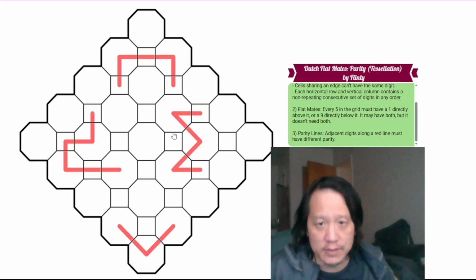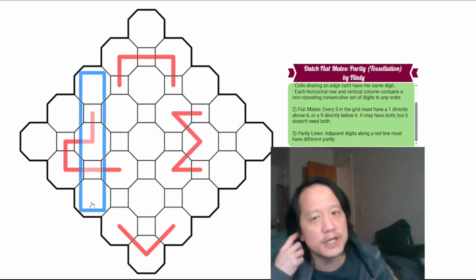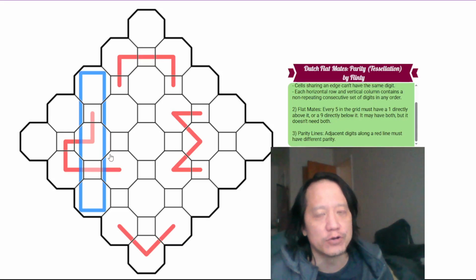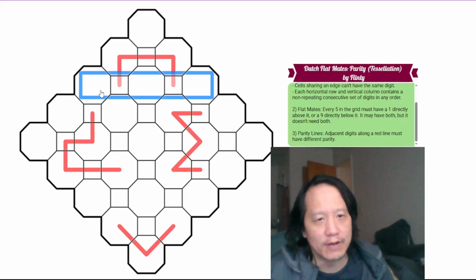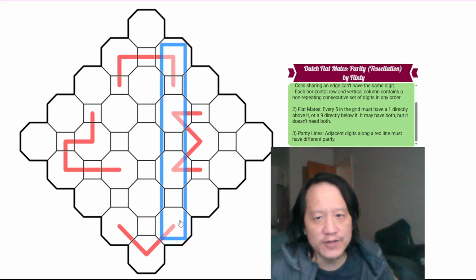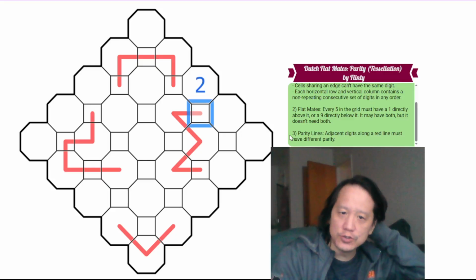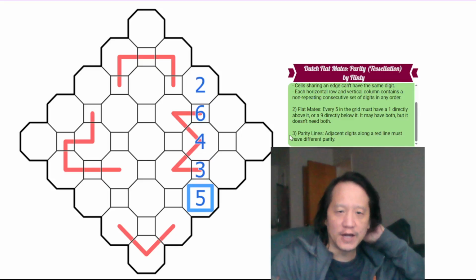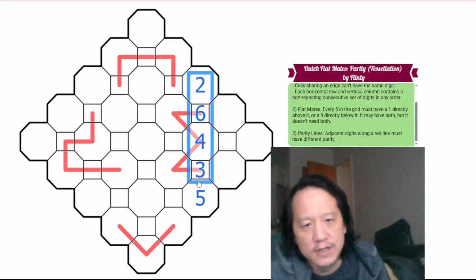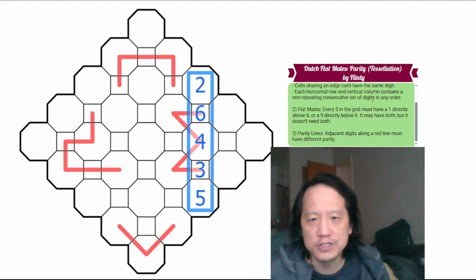And each horizontal row and vertical column contains a non-repeating consecutive set of digits in any order. So this is basically a Renban-like rule, where in every row and every column you must form a set of consecutive non-repeating digits. So you could have something like 2, 6, 4, 3, and 5, and this would be valid because 2 through 6 forms a set of consecutive non-repeating digits. And that's the tessellation rules.